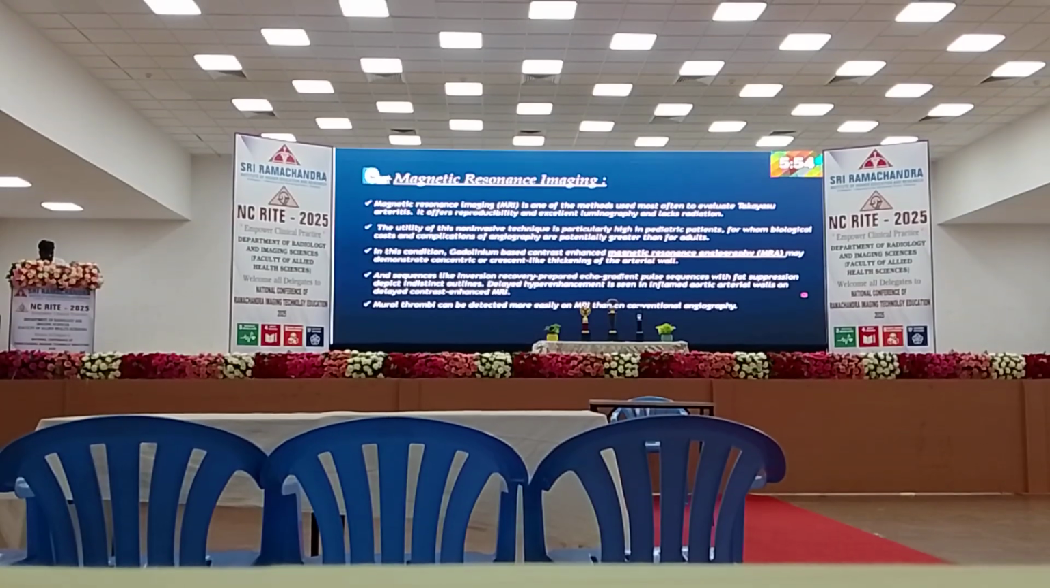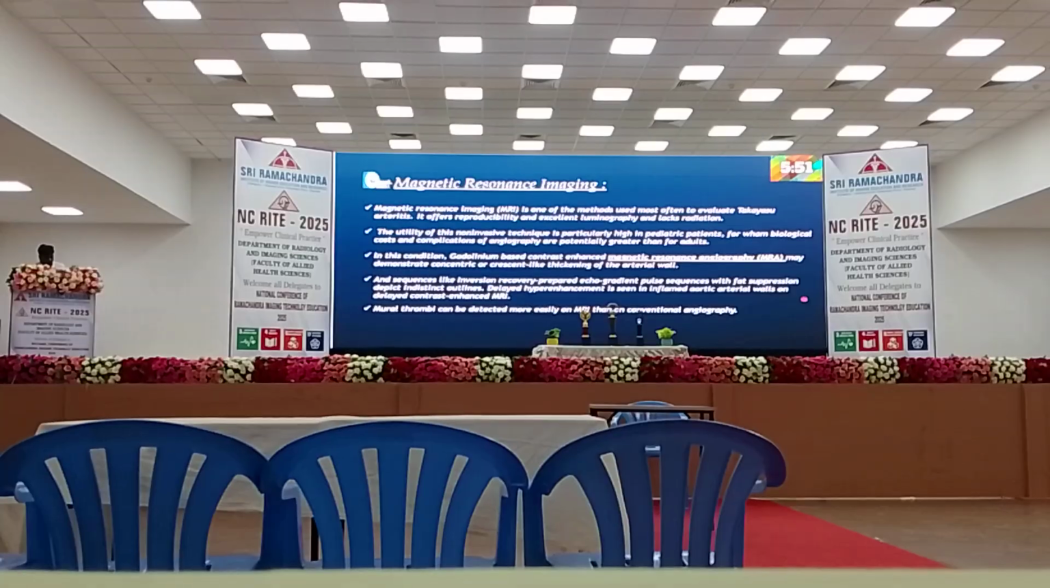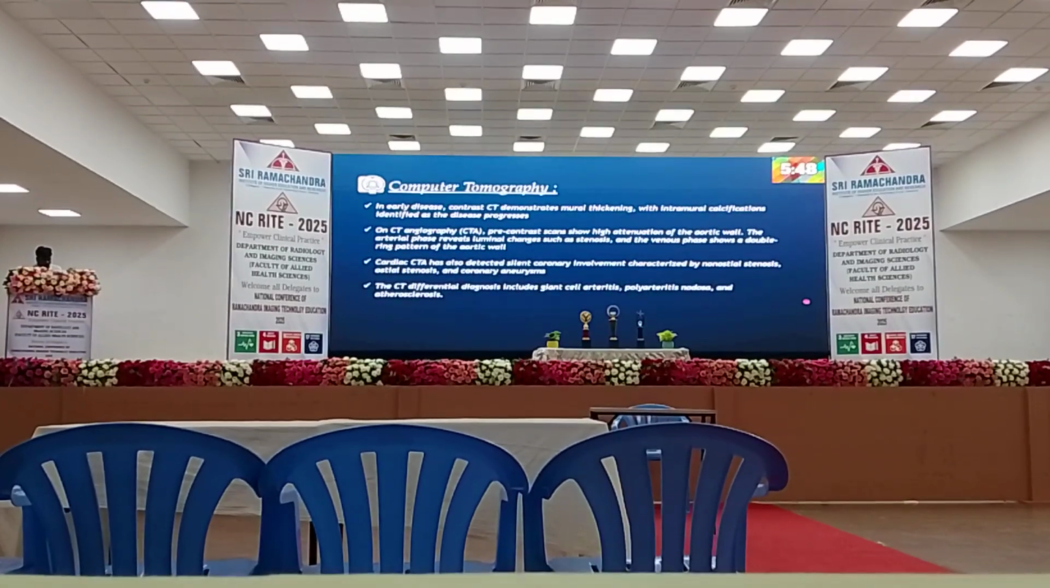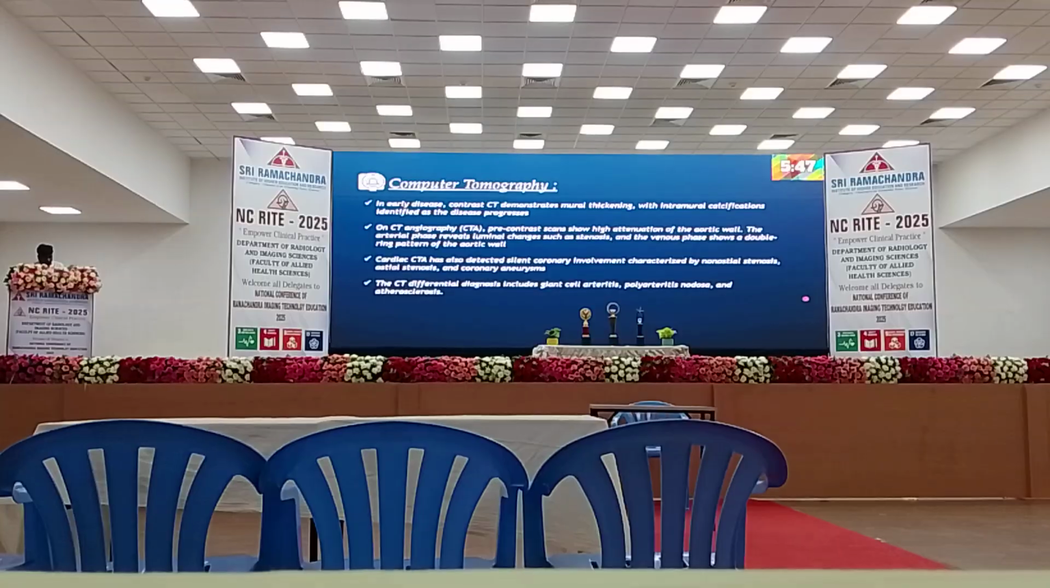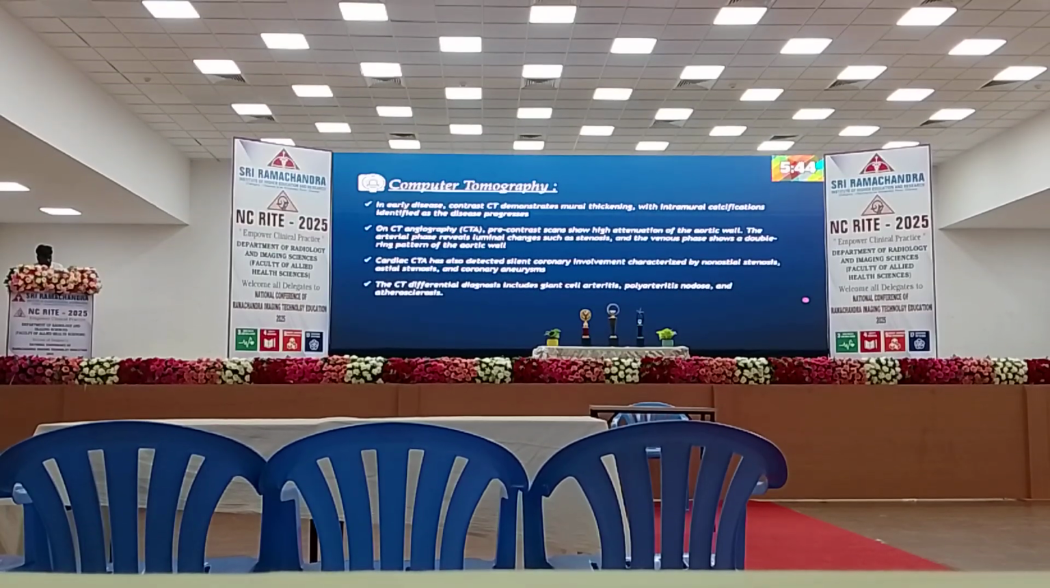Delayed hyperenhancement is seen in the inflamed aortic wall on delayed contrast enhanced MRA. Mural thrombi can be detected more easily on MRA than on conventional angiography. CT demonstrates mural thickening, with intramural calcification identified as the disease progresses.